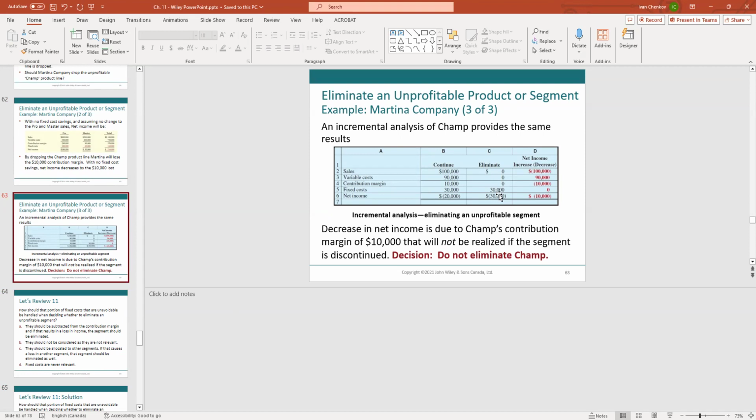If we eliminate it, we're gonna lose the contribution margin, 10,000, but there's no savings here. We cannot save anything on the fixed cost. For that reason, don't eliminate it.